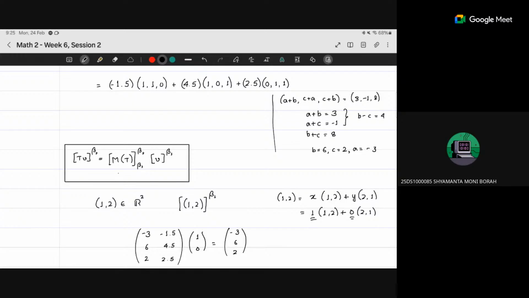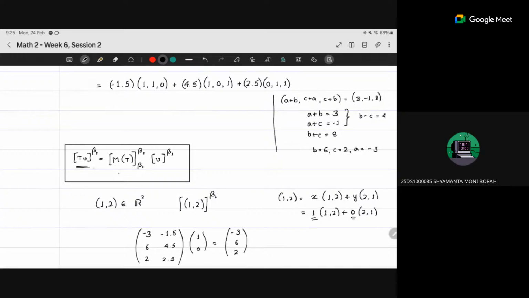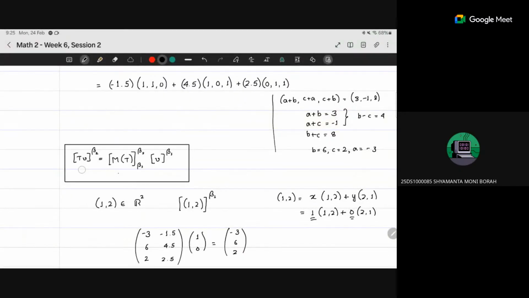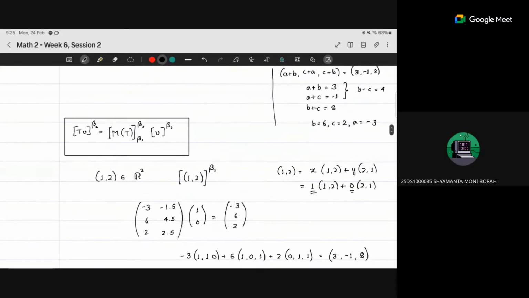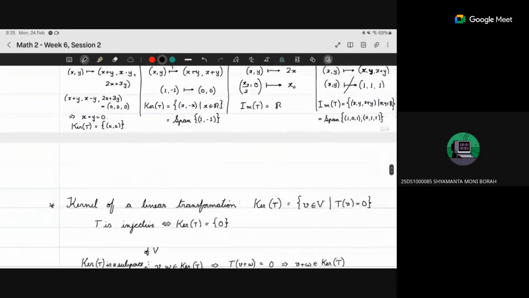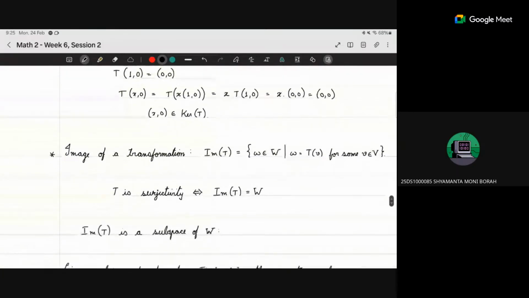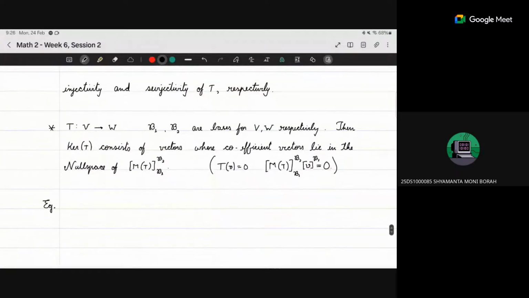So if T(v) is equal to 0, then the coefficient vector of T(v) in beta 2 is always 0, because the coefficients of the 0 vector are always 0. So it implies that the matrix times this coefficient vector is 0, which means the coefficient vector is in the kernel, or rather the null space, of the matrix of the transformation. And you know how to compute the null space of a matrix. How do you do that?